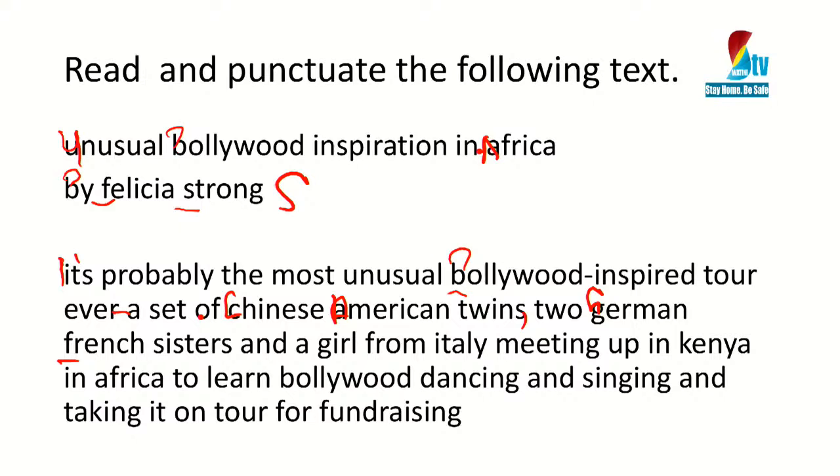If you wanted here, probably we could have used a comma, but we just decided to use and to make this more of a compound sentence. But actually the whole sentence is kind of like what? Complex, my dear Lena. And a girl from Italy meeting up in Kenya, capitalized, in Africa, to learn Bollywood dancing and singing and taking it on tour for fundraising. There should be a full stop right now, my dear Lena, at home.